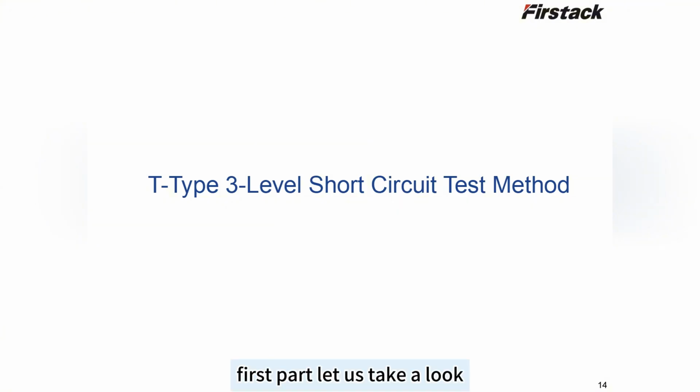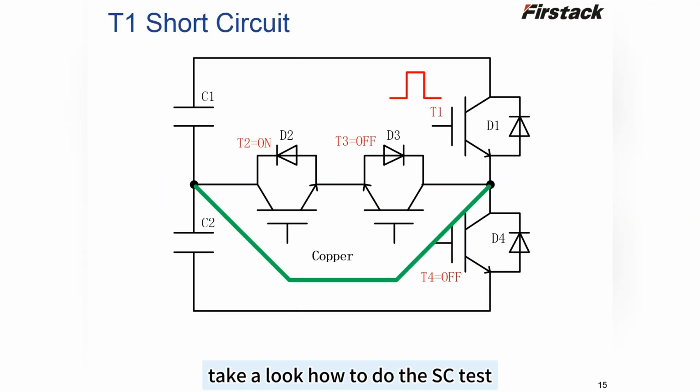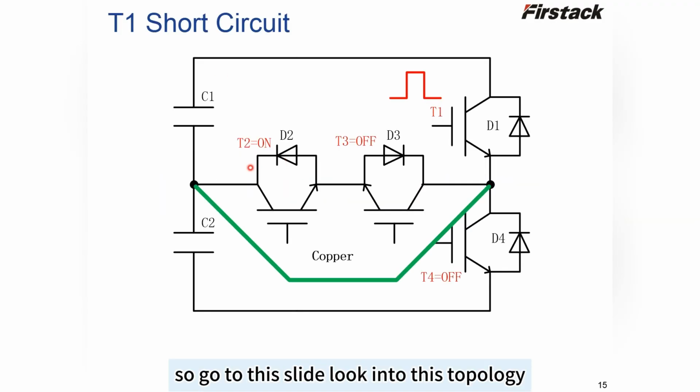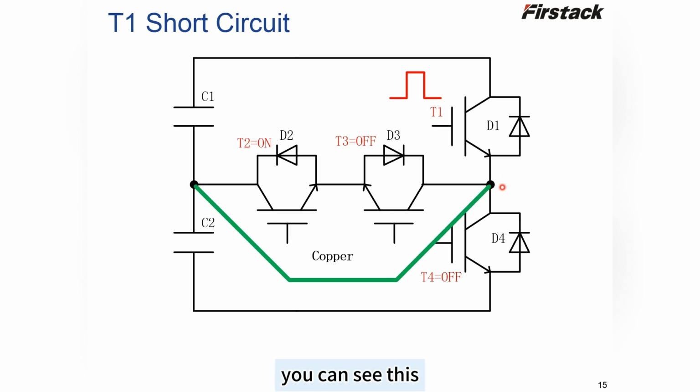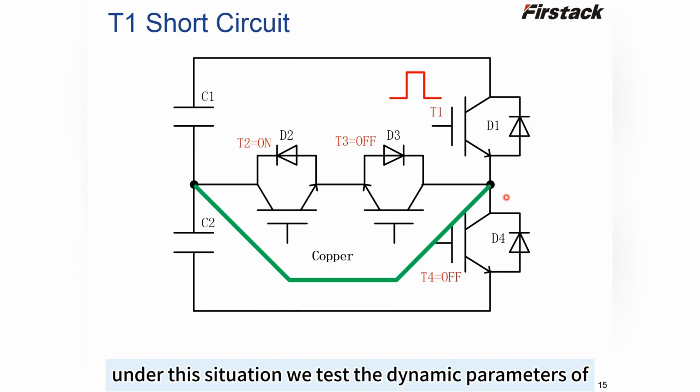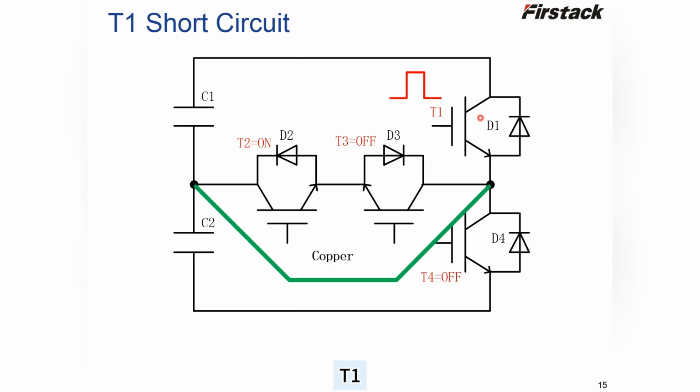First part, let us take a look at how to do the SC test. So go to this slide, look into this topology. As we can see, the 0 point here is connected to our AC bus. So you can see this green line. We use a short cable or a copper to generate such a connection, which means that we create a short circuit condition manually here. Under this situation, we test the dynamic parameters of T1.